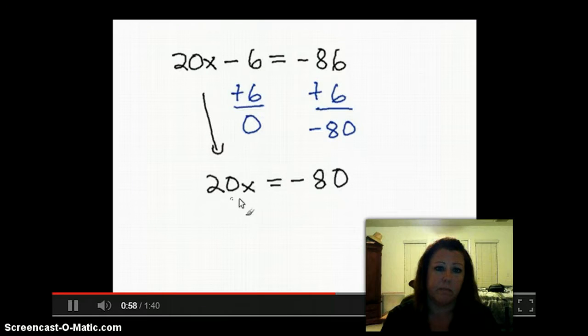This is 20 times x, and to get rid of this 20, I would have to divide by 20. I divide by 20 on one side of the equal sign, I have to do the same thing on the other side. 20 divided by 20 is 1, so I get x by itself. And negative 80 divided by 20 is negative 4. X equals negative 4 is my answer, and this completes my problem.